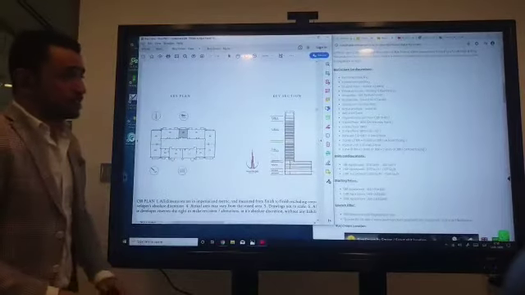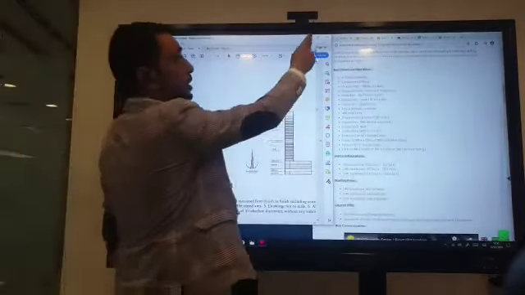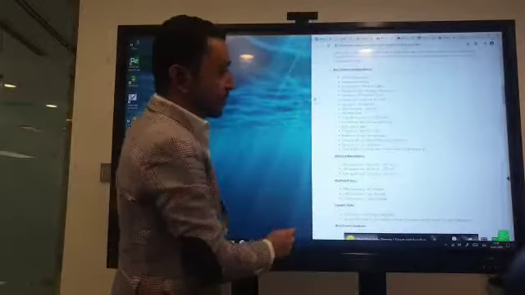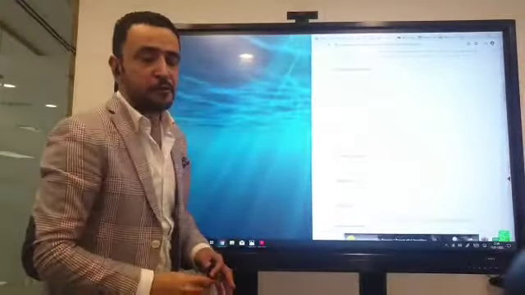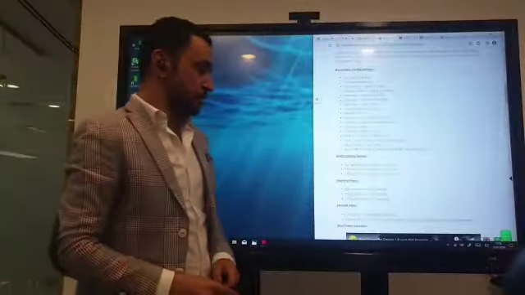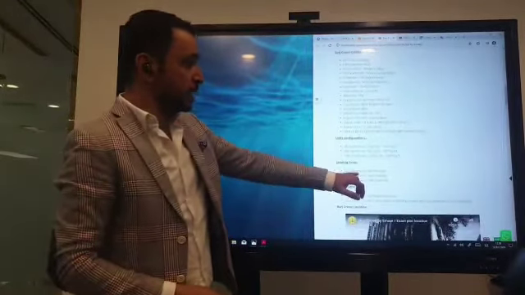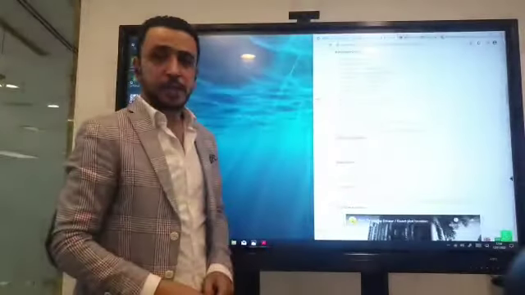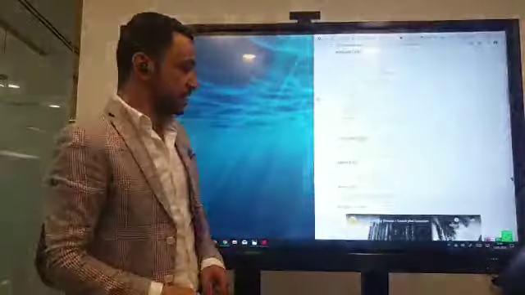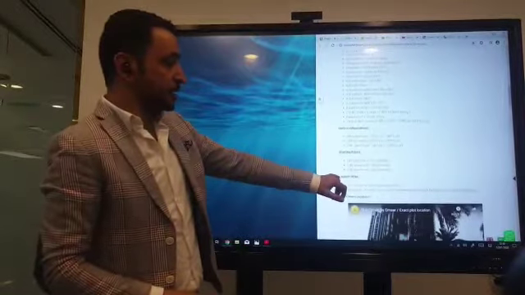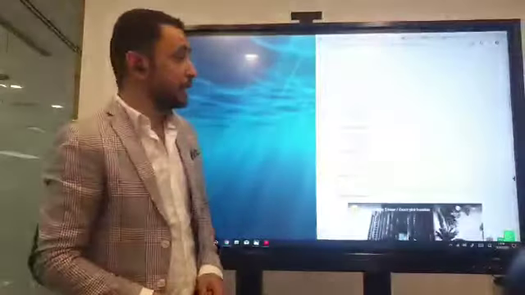Now, starting price is 1 million, and we're looking at 1,104,000 dirhams for the one bedroom apartments, the 02 and 03. For the two beds, we're looking at 1.68, 1.69, and for the three beds, that's 2.54.